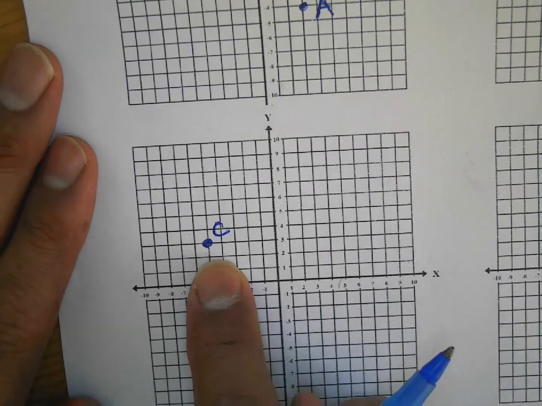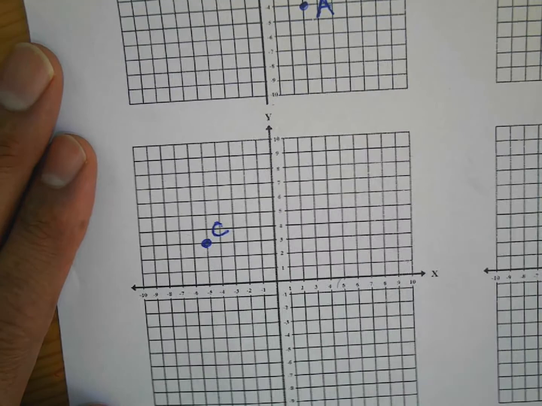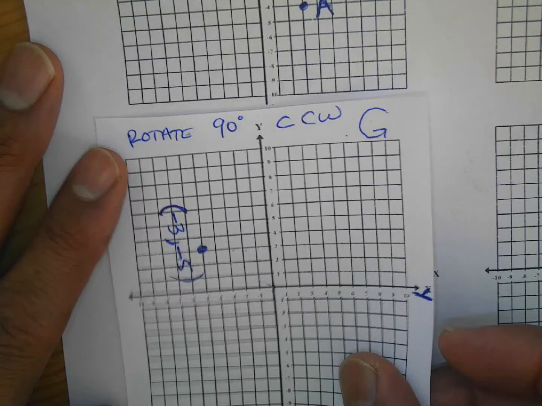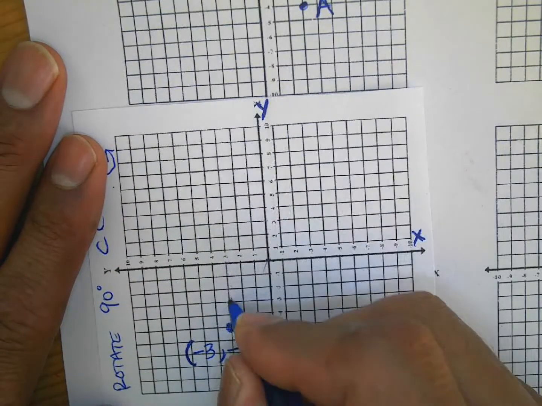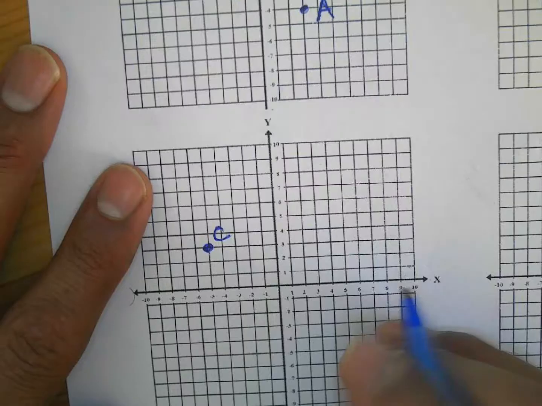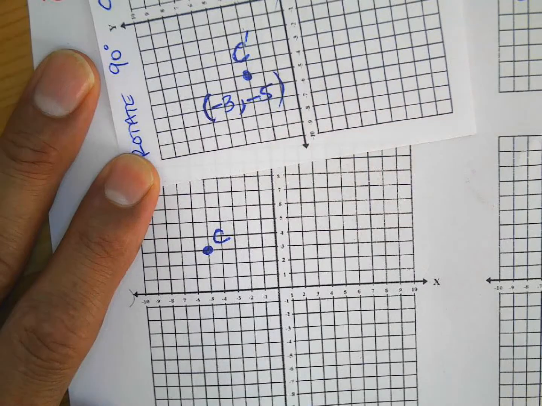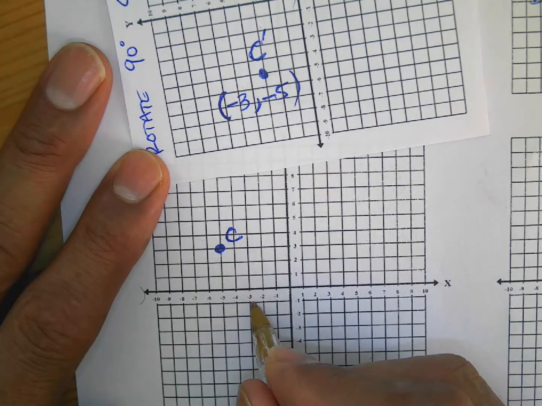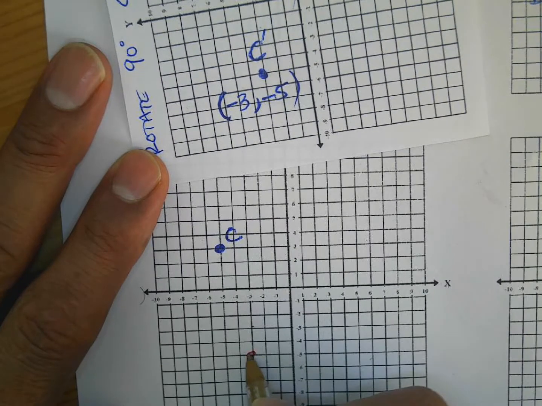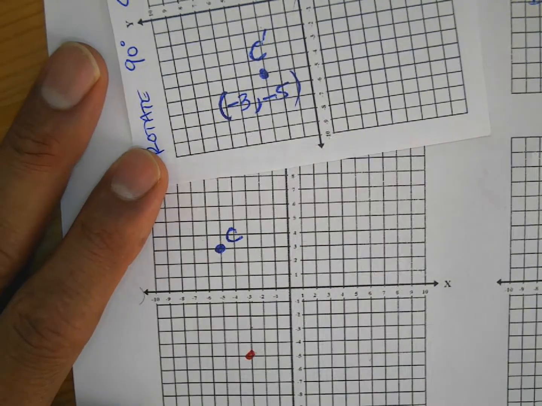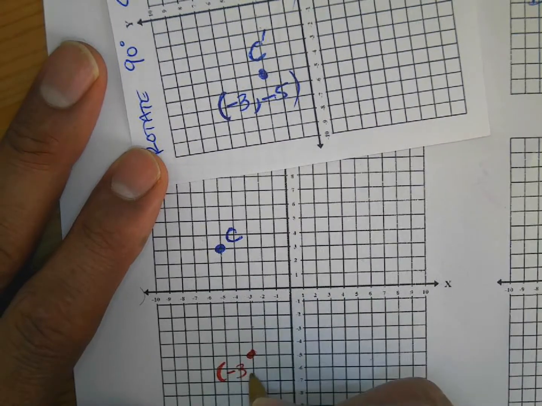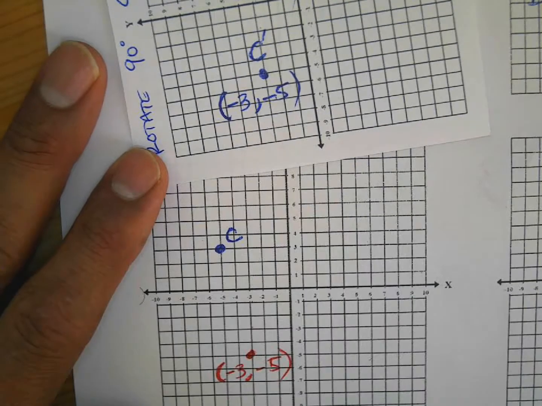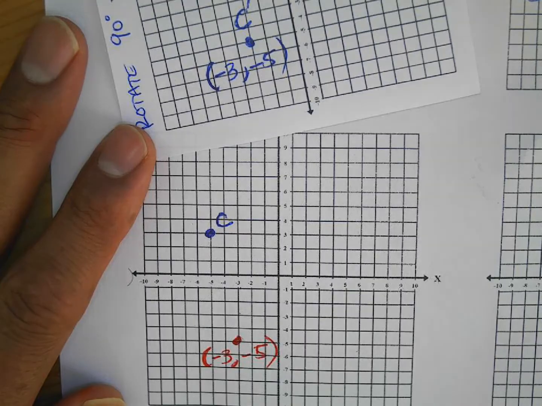So this was point C originally like this. And then when I rotated counterclockwise, now it's at negative 3, negative 5. That's C prime, or the new one. So this one is negative 3, negative 5. Okay. One more counterclockwise.